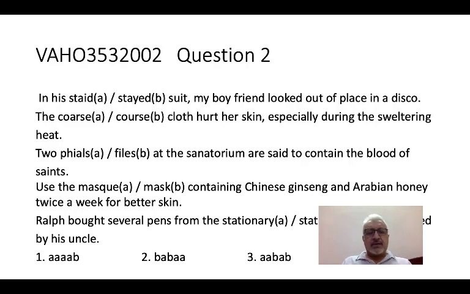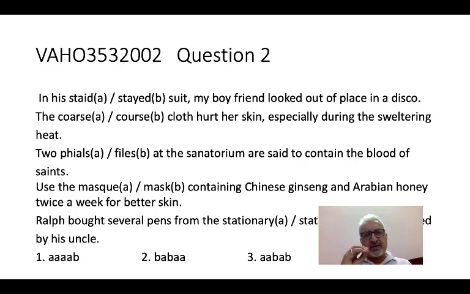Next, it talks about two files at the sanatorium that are said to contain the blood of saints. Now, which word is more appropriate here? We know files. The word is used in computers also. But of course, we can't store blood in that, so it's not about those files. But we have some physical files also. A lawyer may have many files in his chamber.